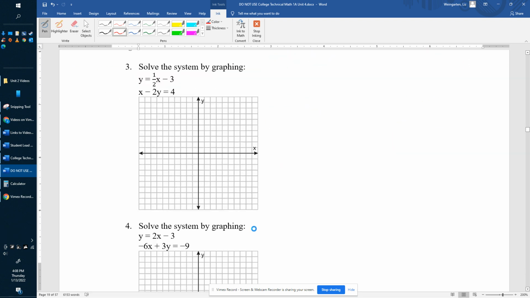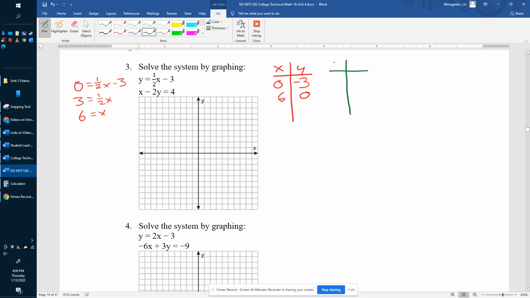Let's look at this one. First equation I will do in red this time. If x is 0, throw 0 in there, we get y equals negative 3. If we do y is 0, what do we get for x? Add 3 to both sides. Multiply both sides by 2. X equals 6. So those are two good points for us to use.